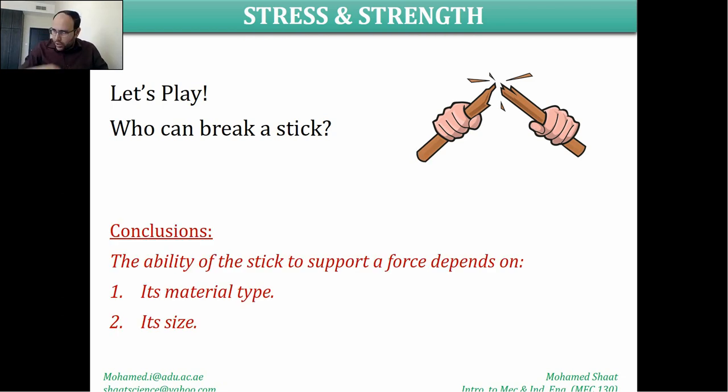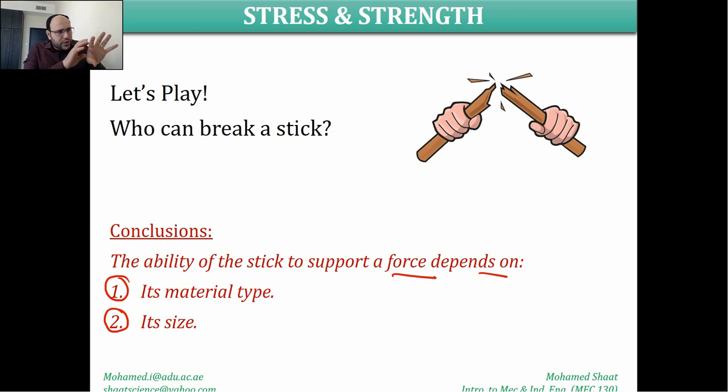So from this trick, or this game, we can conclude that the ability of the stick to support a force depends on two things: its material type and its size. Initially, the thin stick fractured easily. It means that it is kind of weak. It is made of wood, yes, but it is weak. Why? It has a lower diameter, and the material type is a weak material. Wood is not that strong a material.